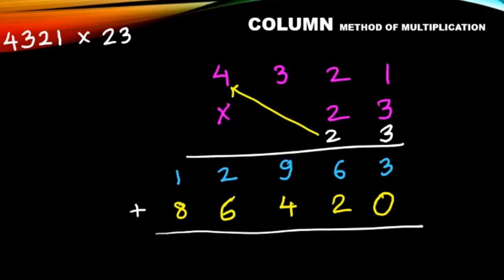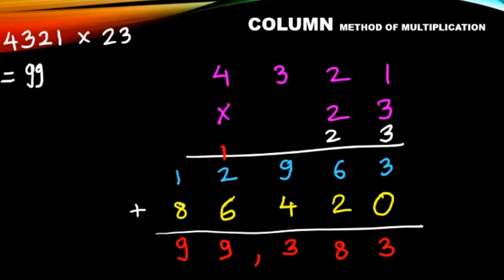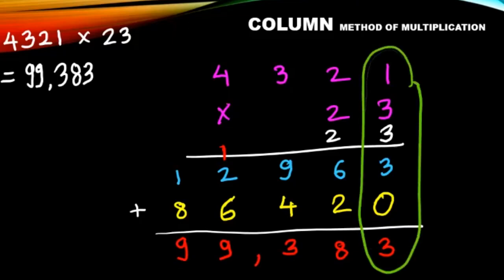Children, we have to add these two numbers, and we got here 3, 8, 13, 1 carry over, and here 9 and 9. So we got the answer 99,383, which we got in the box multiplication method also. So children, why is it called the column method?